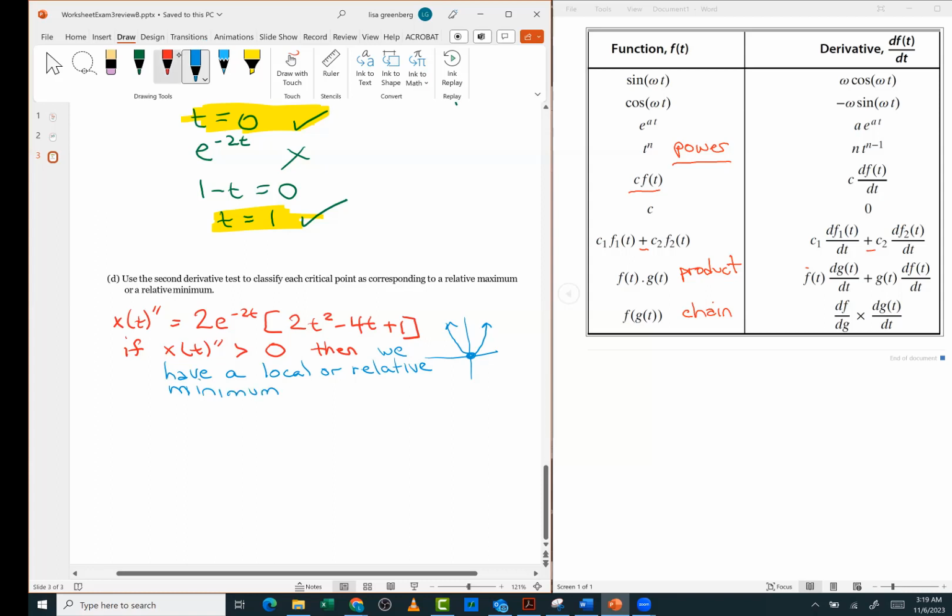If x of t, the second derivative, is less than 0, then we have a negative value, which means think about it like a parabola opening down, and we have this maximum value. Then we have a local or relative maximum.